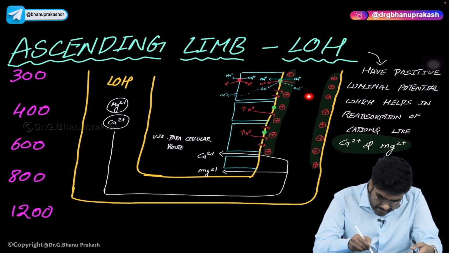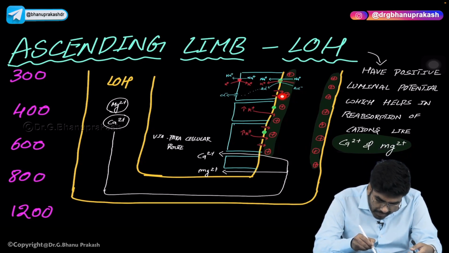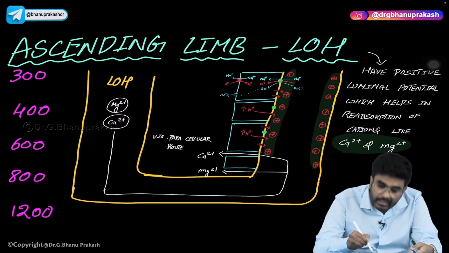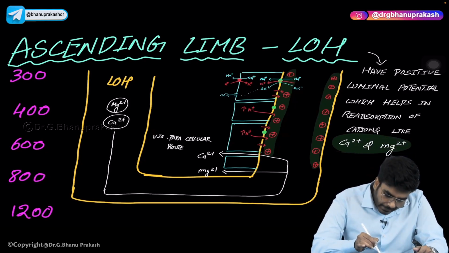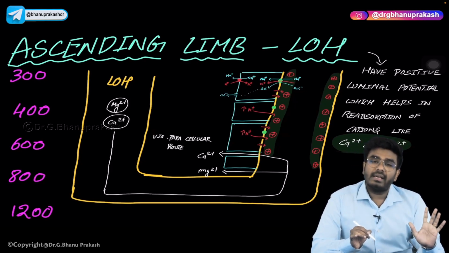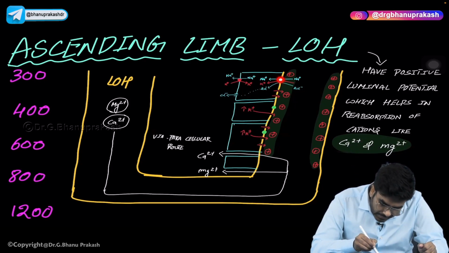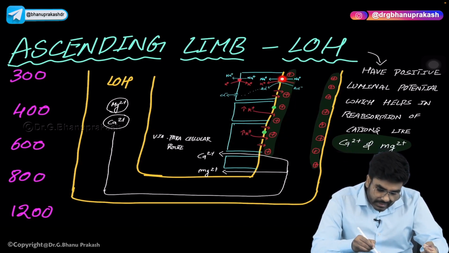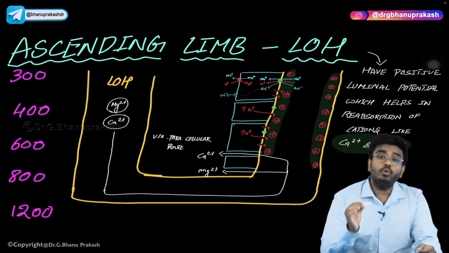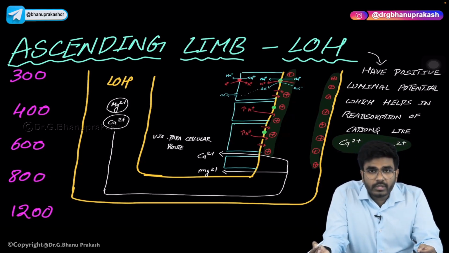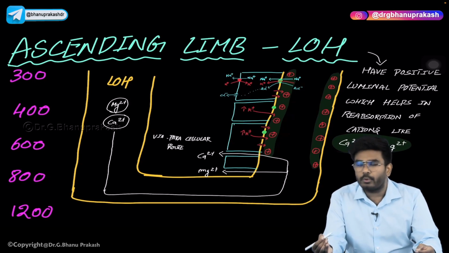Guys, this is the ascending limb of loop of Henle, and it has a positive potential, which I have marked with the red color. How is that positive potential established? We have already discussed in the topic of ascending limb of loop of Henle that there is one transporter present, which reabsorbs sodium, potassium, and 2 chloride ions into the cell. It is the sodium potassium 2 chloride symporter.